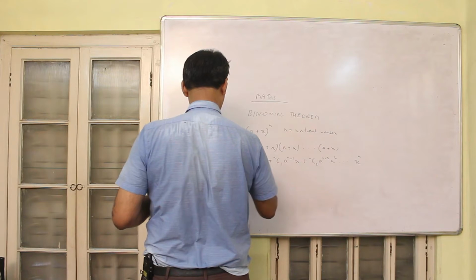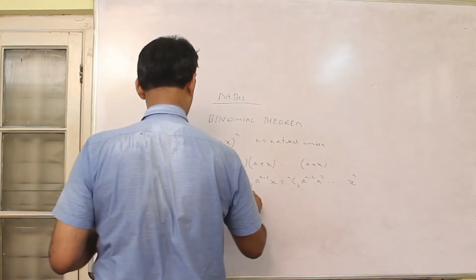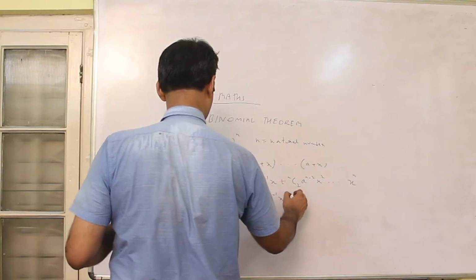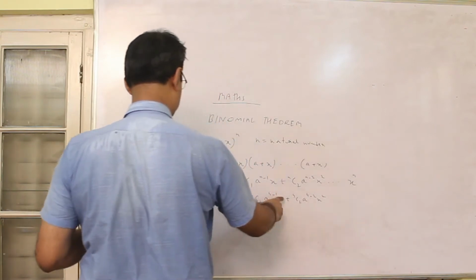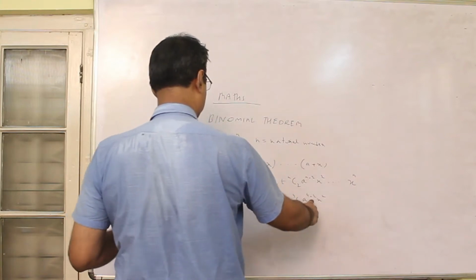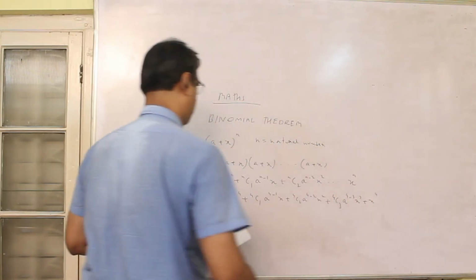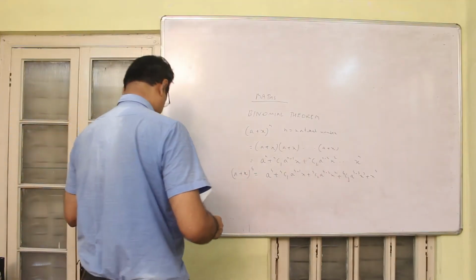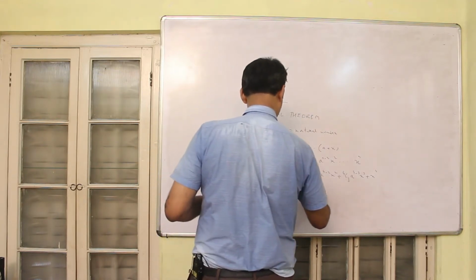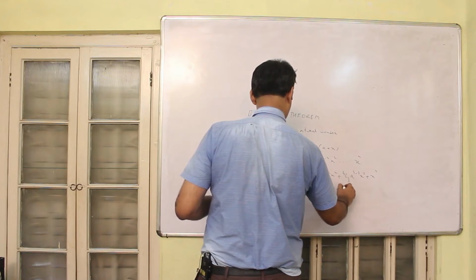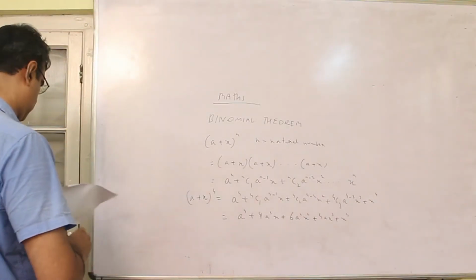For example, suppose you want to find the binomial expansion of a plus x whole to the power 4. So a to the power 4 plus 4c1 a to the power 4 minus 1 x plus 4c2 a to the power 4 minus 2 x square plus 4c3 a to the power 4 minus 3 into x cube plus x to the power 4. So the answer will be a to the power 4 plus 4a cube x plus 6a square x square plus 4a x cube plus x to the power 4. So this is the binomial expansion of a plus x whole to the power 4.